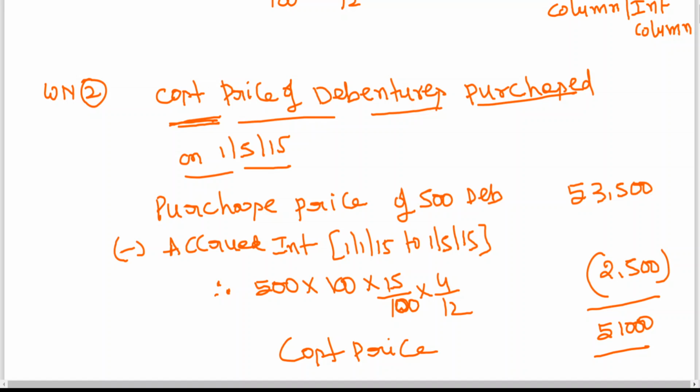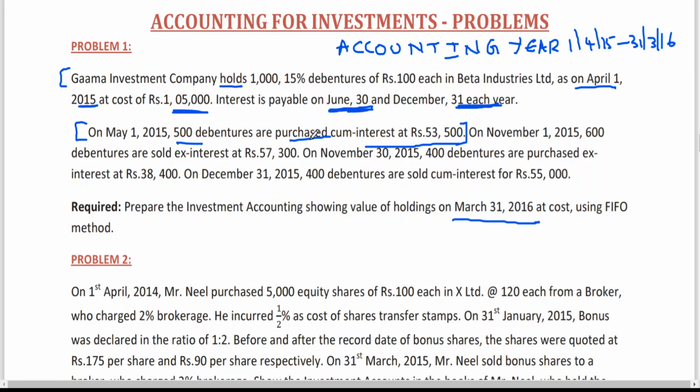Now next point, third point. On November 1st, 2015, 600 debentures are sold ex interest at rupees 57,300. And I told you, whenever you are selling, you need to find out profit or loss. To find out profit or loss, I need to find out the cost price of debentures sold.